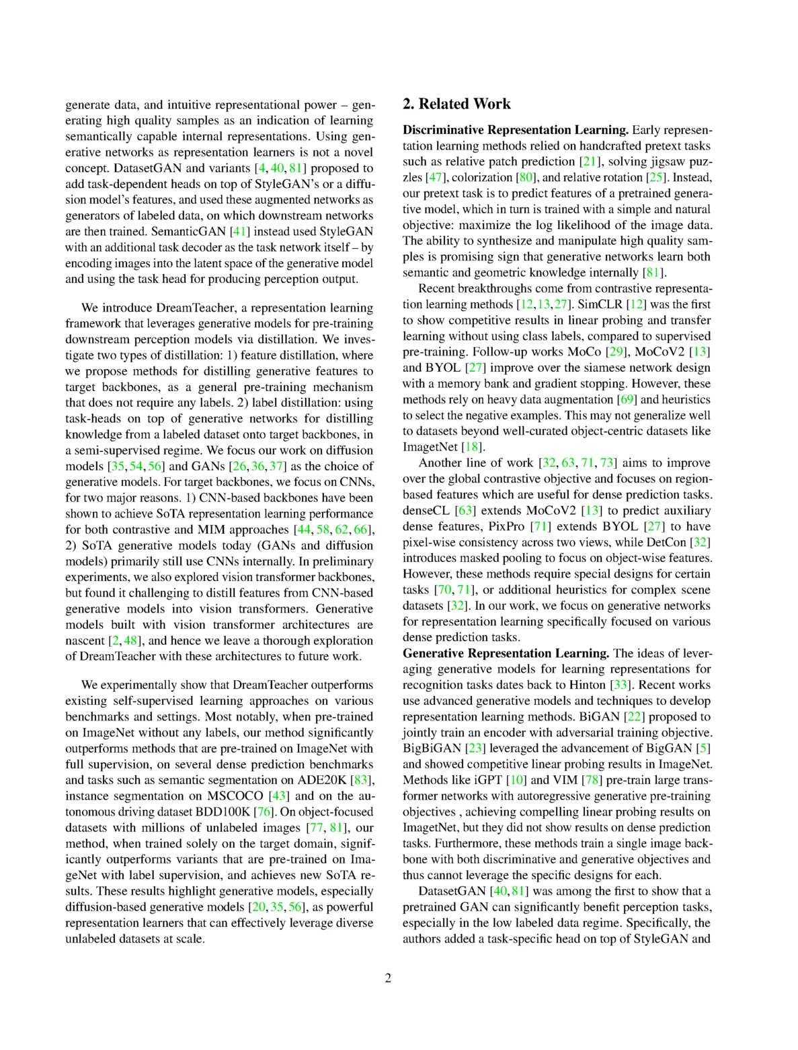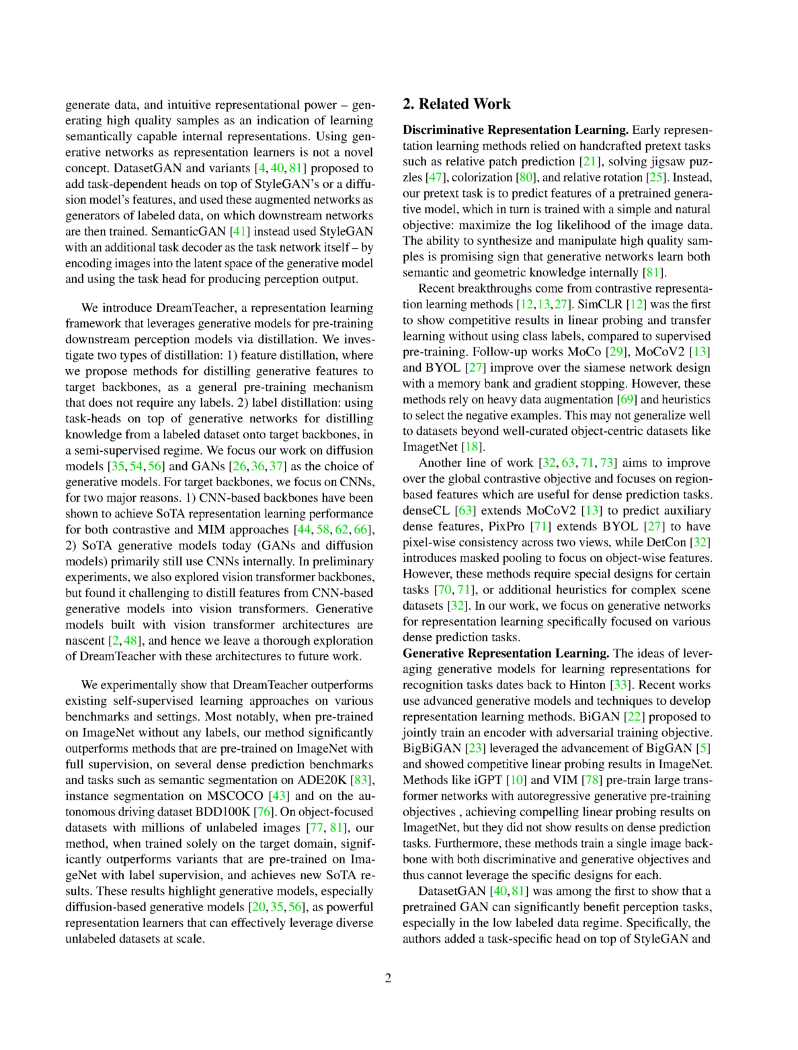Moreover, these methods train a single image backbone with both discriminative and generative objectives and thus cannot leverage the specific designs for each. DatasetGAN was among the first to show that a pre-trained GAN can significantly benefit perception tasks, especially in the low-labeled data regime. Specifically, the authors added a task-specific head on top of StyleGAN and synthesized a labeled dataset for training downstream perception networks. SemanticGAN proposed to model the joint distribution of images and labels. Inference was performed by first encoding the test images into the latent space of StyleGAN and then decoding the labels using the task head.